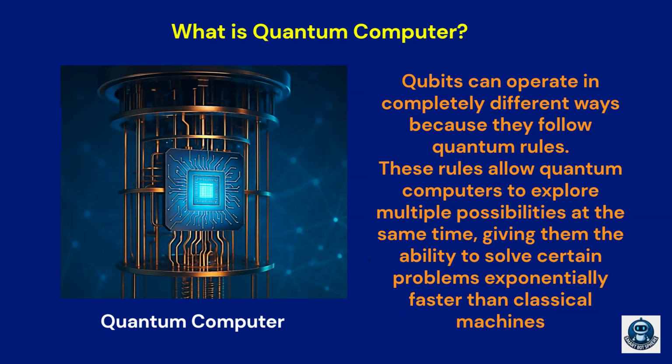What makes qubits special is that they don't behave like normal objects. They can operate in completely different ways because they follow quantum rules. These rules allow quantum computers to explore multiple possibilities at the same time, giving them the ability to solve certain problems exponentially faster than classical machines.